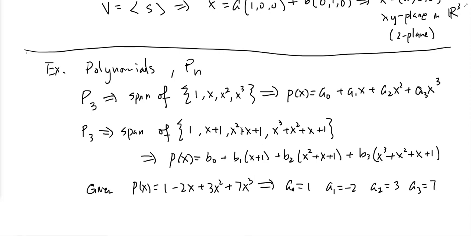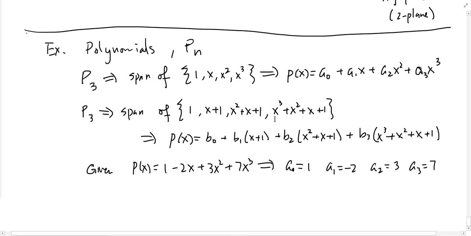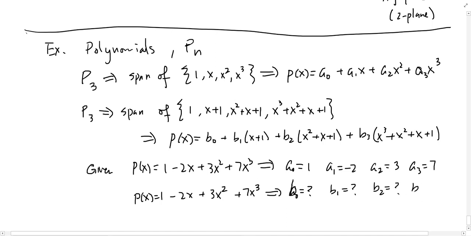And you can actually try something like this. I'm going to go ahead and ask you to see if you can try something like this. What if I take this polynomial function right here, and ask you to find out what b sub 0, b sub 1, b sub 2, and b sub 3 are?